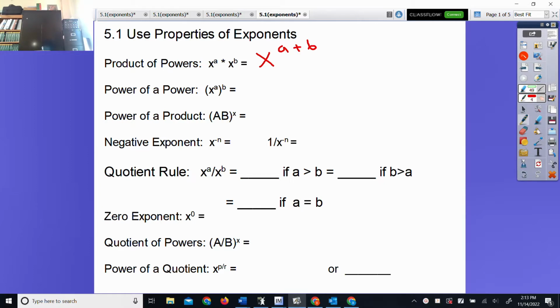You guys are semi-familiar with this when somebody asks you, like, what's x cubed times x squared? x to the 5th. Because what did you do with 3 and 2? You add them. It's the same property. That's just the rule for it.